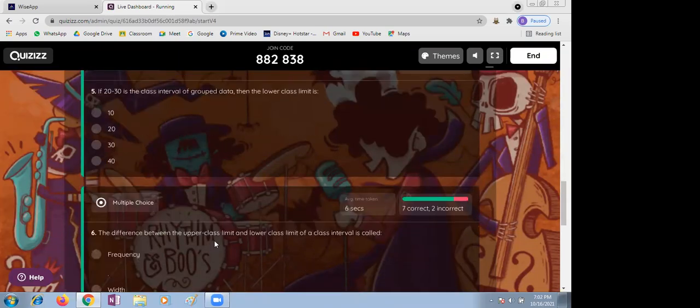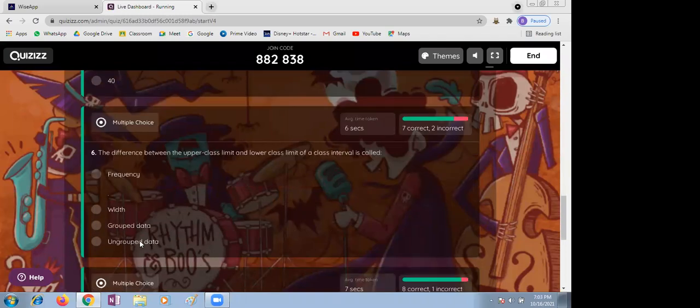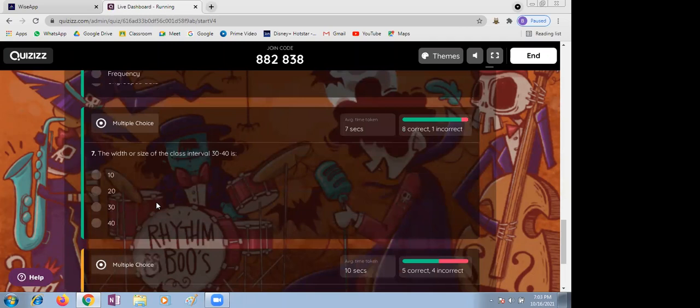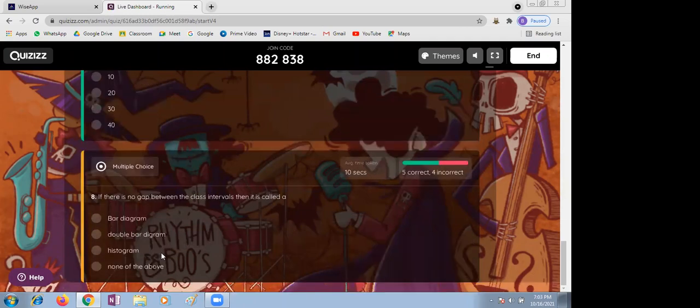Ma'am, after this, can we end the class? Yes, children, after this question. Only 2 questions are there. Width, ma'am. The difference between the lower limit and the upper limit is the width. The width is 10. Both are 10, the same. And if there is a graph of it, ma'am, histogram. Histogram. That's all, children.